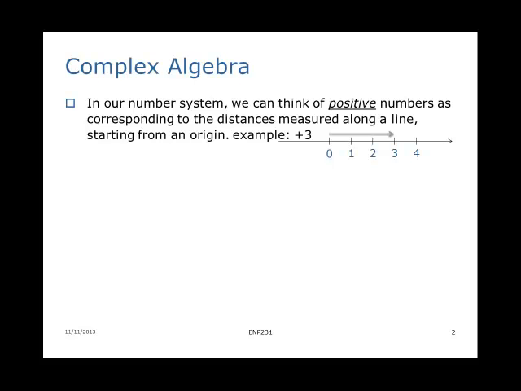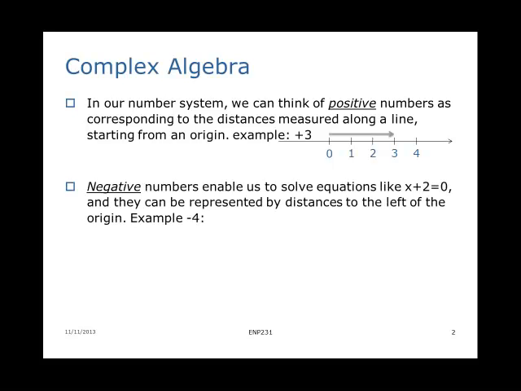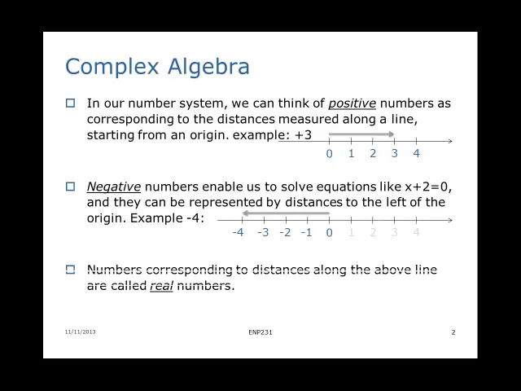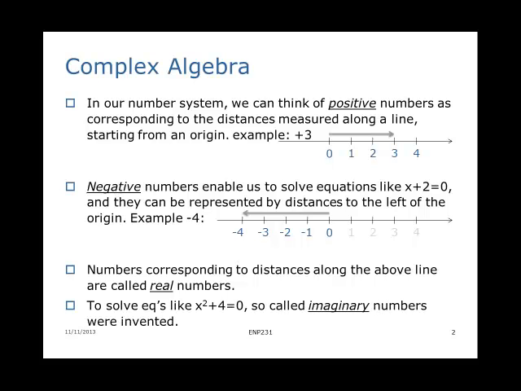So for example, plus 3 is a line pointing from 0 to the right to 3. Negative numbers enable us to solve equations like x plus 2 equals 0, and they can be represented by distances to the left of the origin, such as minus 4. Numbers corresponding to distances along the above line are called real numbers. To solve equations like x squared plus 4, so-called imaginary numbers were defined or invented.